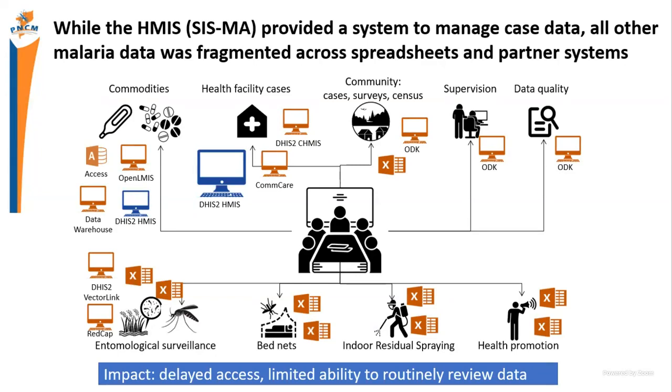So all this information provided was fragmented across spreadsheets and partner systems. You can see in these slides, for example, for the commodities, there was OpenLMIS, the Access data warehouse, DHIS2. For the entomological surveillance, there is an Excel spreadsheet and the DHIS2 vector link for the partners. For bed nets, there is an Excel spreadsheet, and there are different systems that come from different partners to inform the malaria program. So the impact of this is we have a delay in access to information. There was a limited ability to review and analyze data in real time.